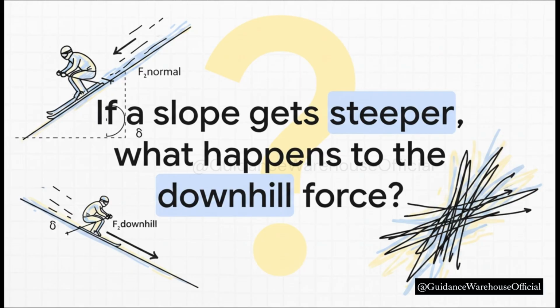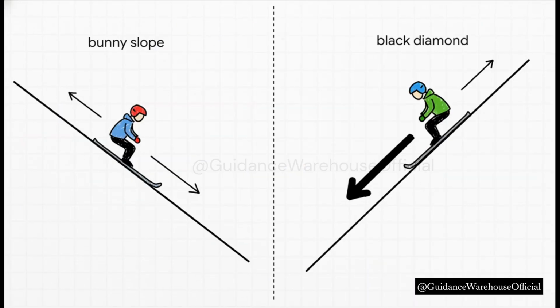Look at those formulas. If we make the ski slope steeper, so that angle, theta, gets bigger, what happens to the sliding force? Does the pull downhill get stronger, weaker, or stay the same? Think about it. And the answer is it increases.